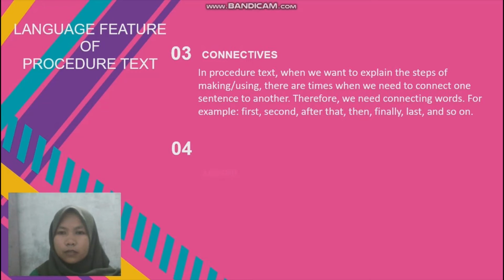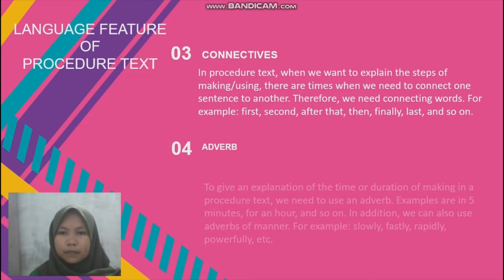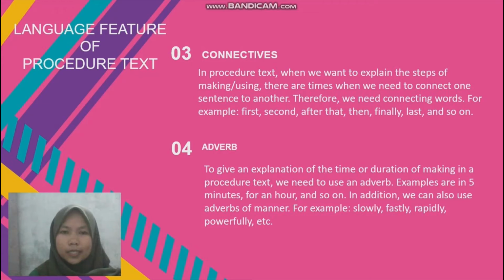Number 4. Adverb. To give an explanation of the time or duration of making in a procedure text, we need to use an adverb. Examples are in 5 minutes, for an hour, and so on. In addition, we can also use adverbs of manner. For example, slowly, fastly, rapidly, powerfully.